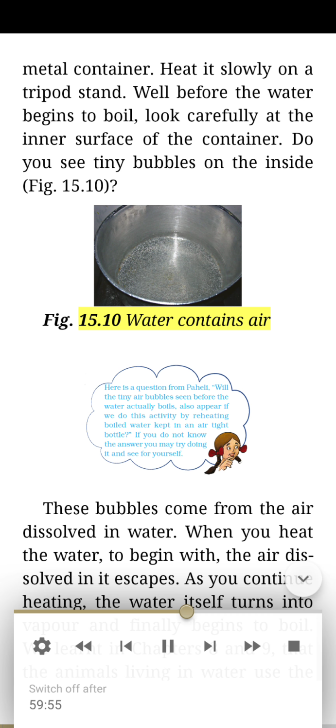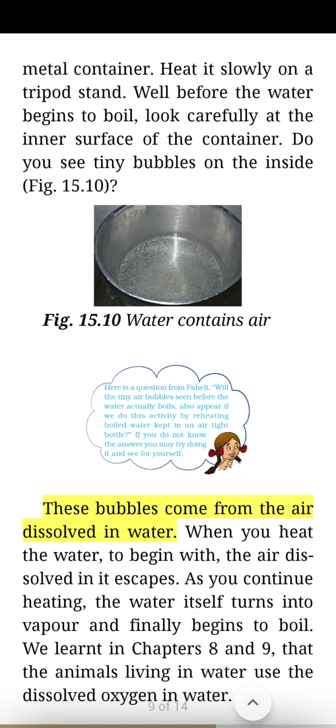Water contains air. These bubbles come from the air dissolved in water. When you heat the water, to begin with, the air dissolved in it escapes. As you continue heating, the water itself turns into vapor and finally begins to boil. We learnt in chapters 8 and 9 that the animals living in water use the dissolved oxygen in water.